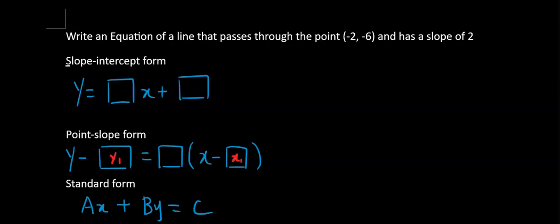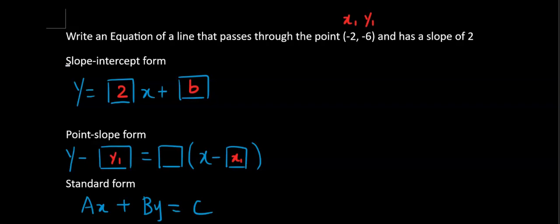Alright, we're going to use the space here to write the equation with the given point -2, -6. We're going to write this as our x sub 1 and y sub 1. And it already has a slope, so we can put the slope here. But I don't know what the y-intercept is. We don't know it yet. We'll find out very soon.